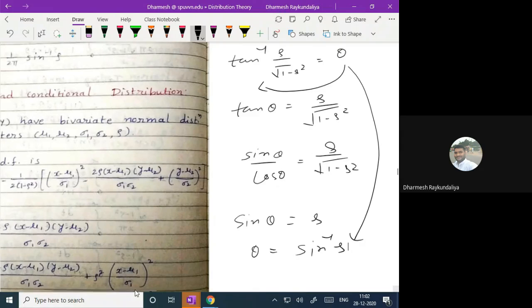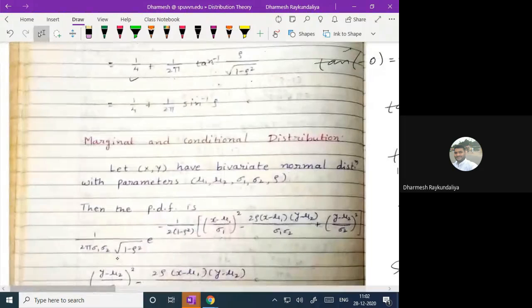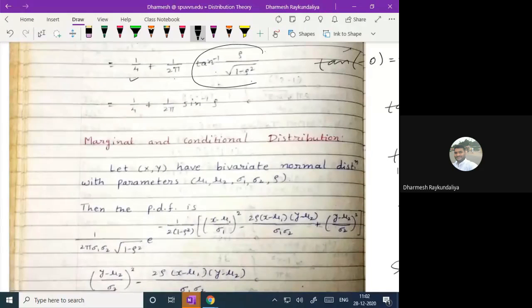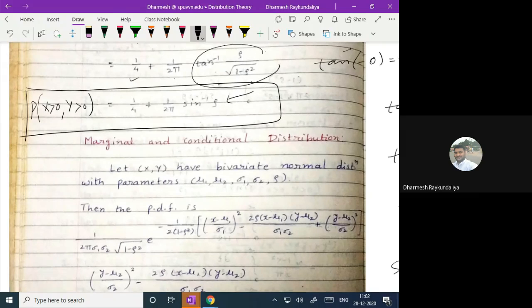So that is how I have written 1 upon 4 plus 1 upon 2 pi, and this quantity is nothing but sine inverse rho. So this is nothing but, when x and y are jointly bivariate normal, the probability that x greater than 0, y greater than 0. For different values of rho, you can easily calculate sine inverse rho, and so you can easily calculate this probability. That is how the Hartley book gives tables of the probability of x greater than 0, y greater than 0 for a given value of rho.